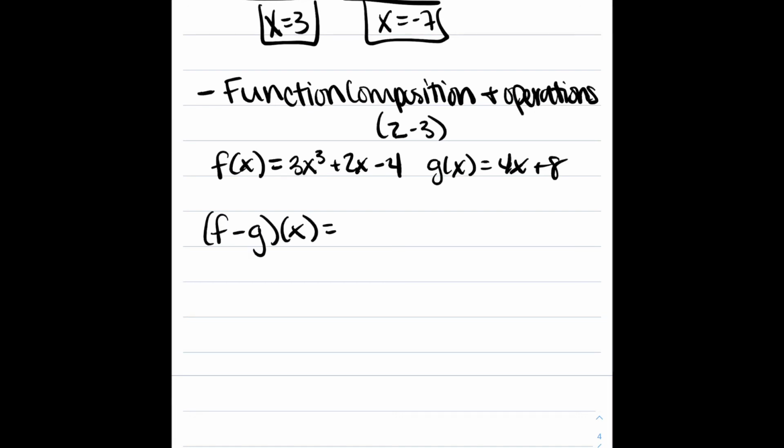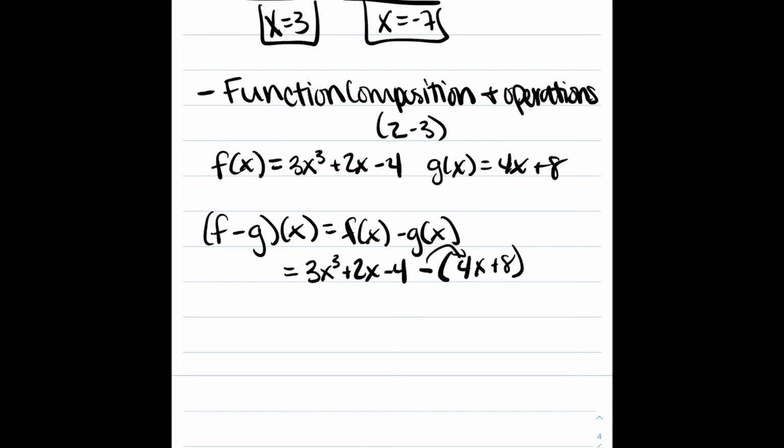So let's say you have f minus g of x. Then that means you're doing f of x minus g of x. So f of x is 3x cubed plus 2x minus 4. And we're subtracting off all of g of x, so I need to make sure I put that in parentheses and distribute this negative. So we have 3x cubed plus 2x minus 4 minus 4x minus 8. And then I need to combine my like terms and simplify.